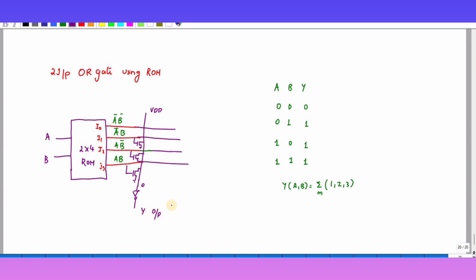So this is how you have to implement the two input OR gate using read only memory. This is nothing but read only memory. Instead of an OR gate, I have connected a MOSFET, so the MOSFET turns on and my VDD goes to 0.